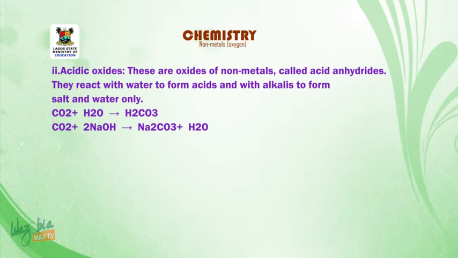Number 2 is acidic oxides. These are oxides of nonmetals called acid anhydrides. They react with water to form acids and with alkalis to form salt and water only. In the first equation, carbon 4 oxide reacts with water to give a weak acid known as trioxocarbonate 4 acid. In the second equation, carbon 4 oxide reacts with an alkali, sodium hydroxide, to give sodium trioxocarbonate 4, a salt, and water.